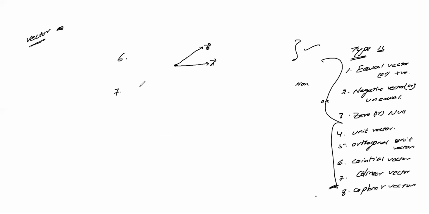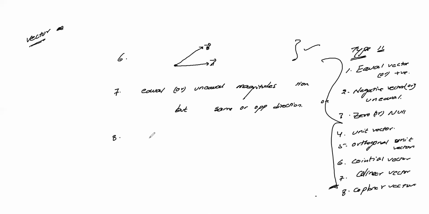Next one is your collinear vectors: vectors having equal or unequal magnitudes, but acting along the same or opposite direction. We call them collinear vectors.